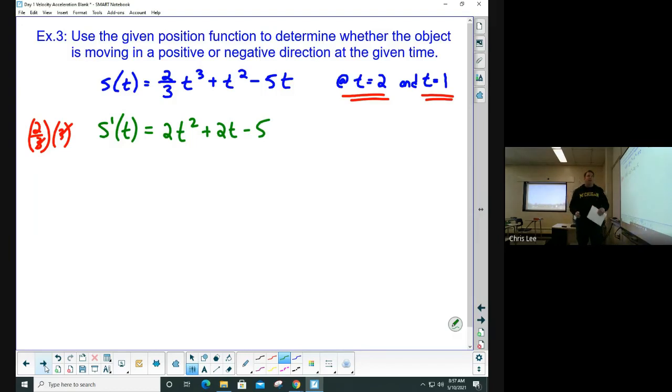So this function now describes the slopes of the tangents, or the velocity. And so I want to investigate what the velocity is doing at these points. So at t equals 2, I'm going to sub in 2 into my velocity function.